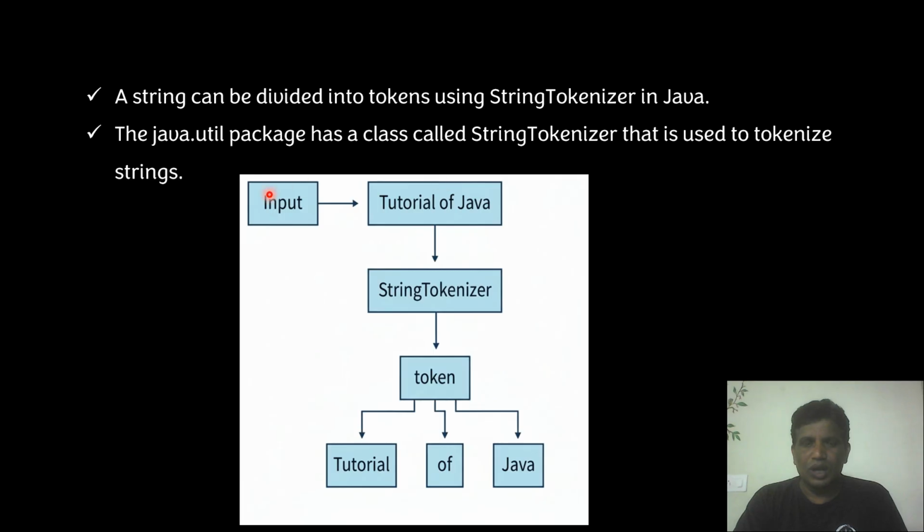This is an example of how the StringTokenizer class will divide a string into tokens. The input will be given to the StringTokenizer class. "Tutorial of Java" is a string. It has been given to the StringTokenizer class as the input. Then the StringTokenizer class will convert the string into tokens. This is one token, this is one token, and this is one token. How the StringTokenizer class converts that string into tokens, and on what basis the string will be divided into tokens, we will see.